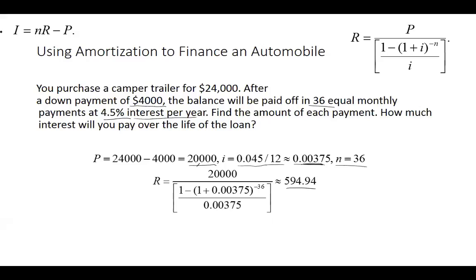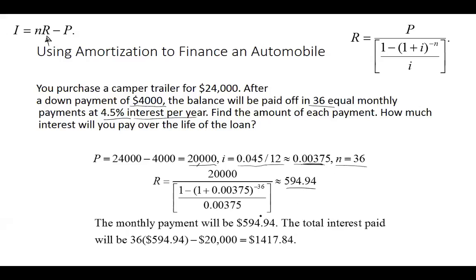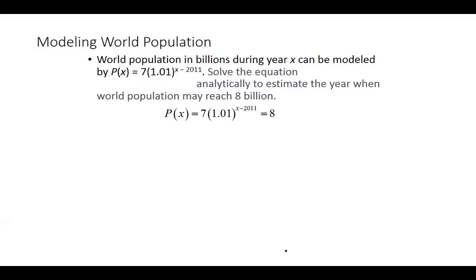Pretty much that's all you do, just substitute these values into this formula, and you get the value R. And then if you want to find the interest, you place the value of R into the second formula, and then the monthly payment will be $594.94. The total interest paid would be N times R that we calculated minus P, and that gives you the value $1,417.84.